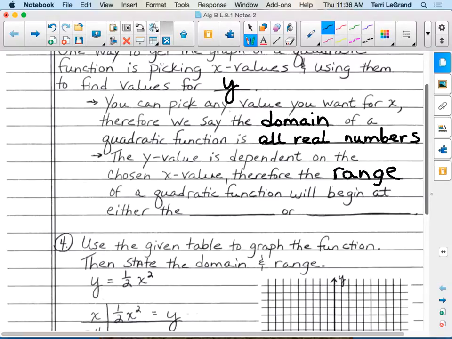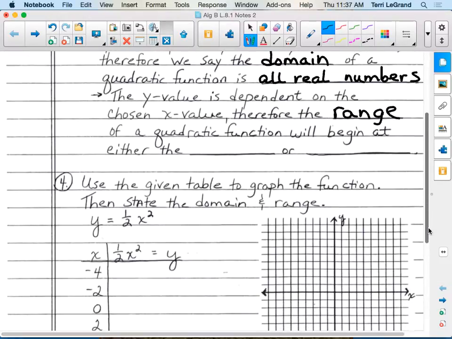In other words, it's never going to go any higher than that y value and it's never going to go any lower than that y value when it opens up. So the y values seem to have kind of a restraint on them. So we are going to say that the range will begin at either the minimum or the maximum. And we will actually write that as an inequality statement. Y can be from here to here. This is what we can do, okay?